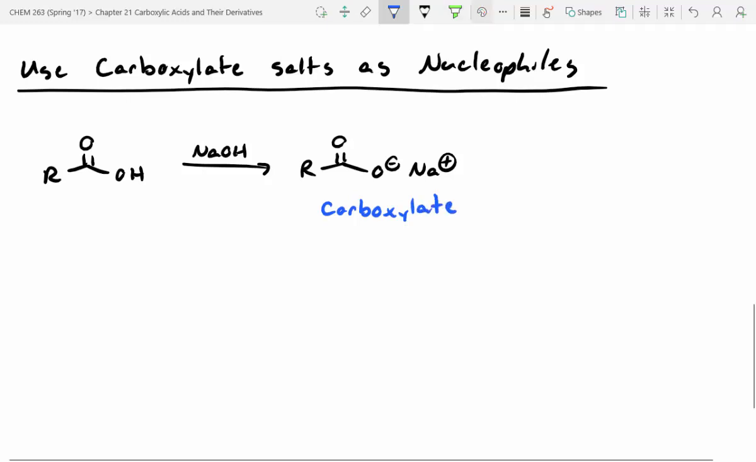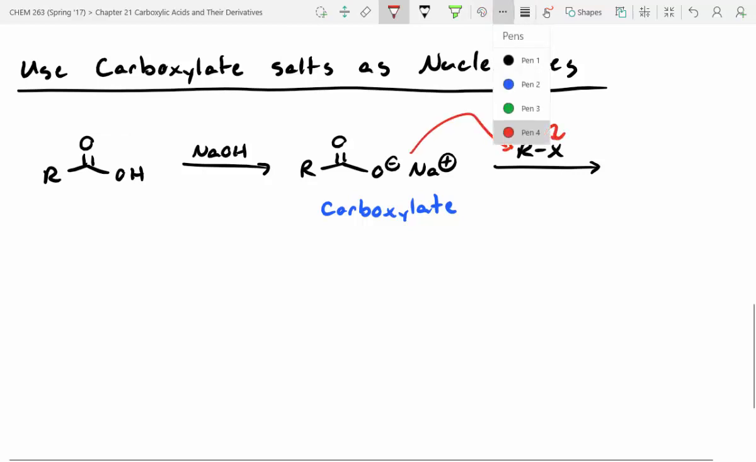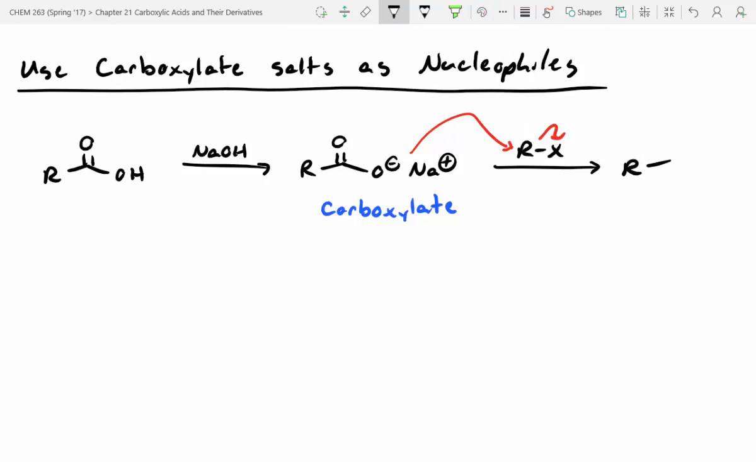All right, and then in the next step, you're somewhat limited, but this can work. You can treat this with an electrophile, and you can convert your carboxylic acid to an ester. However, this electrophile must be good.